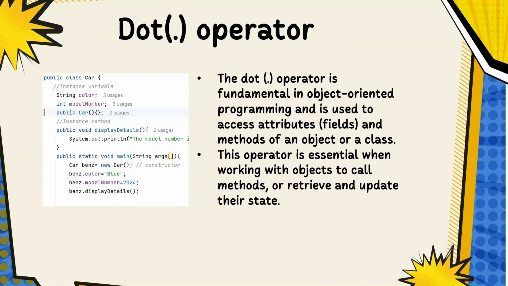Second point that needs to be highlighted is that after we created objects, we were trying to access the instance variable and instance method. So for doing that, we were using object dot the instance variable. So the dot that we used in our code is an operator, which is fundamental in object-oriented programming, as it is used to access attributes and methods of an object. It is essential when working with objects to call the methods or retrieve and update their state.